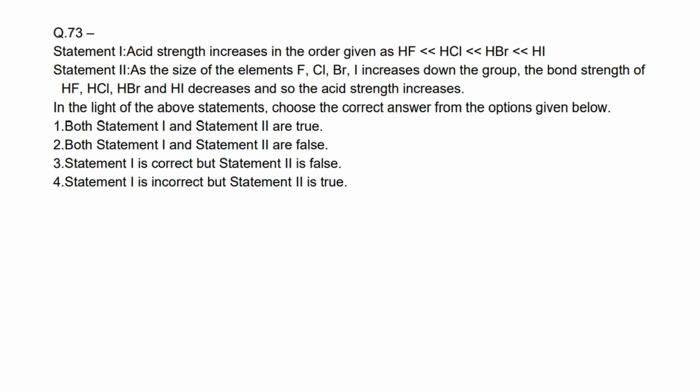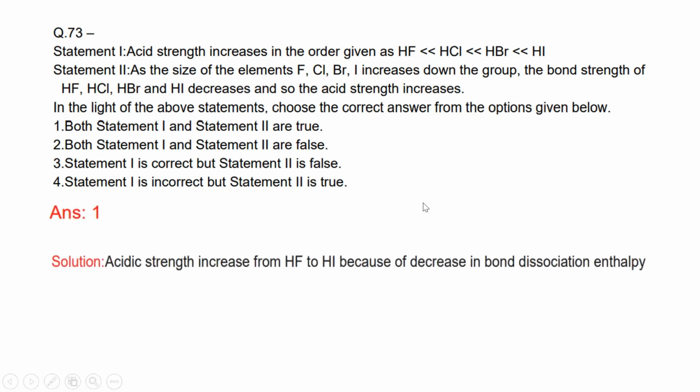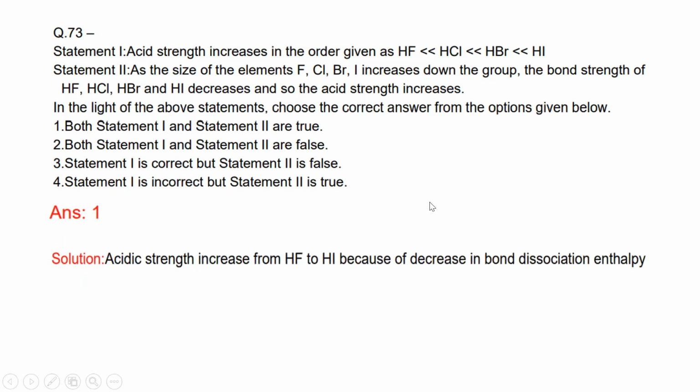And as the size of the elements F, Cl, Br increases down the group, the bond strength of HF, HCl, HBr and HI decreases, and so the acidic strength increases. In the light of the above statements, choose the correct answer from the options given below. We know both the statements are correct, and the second statement is a correct explanation for the first one. So option 1 will be the correct answer. Question number 73, option 1.